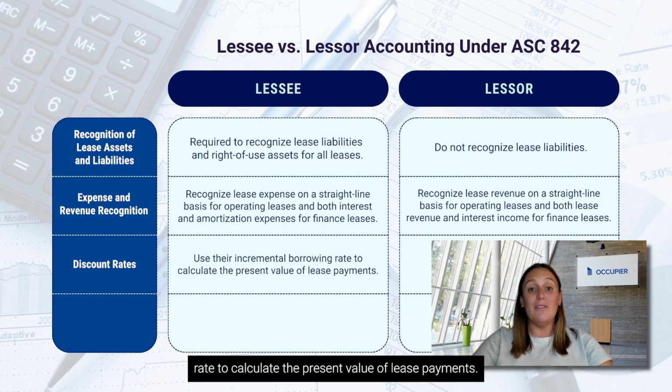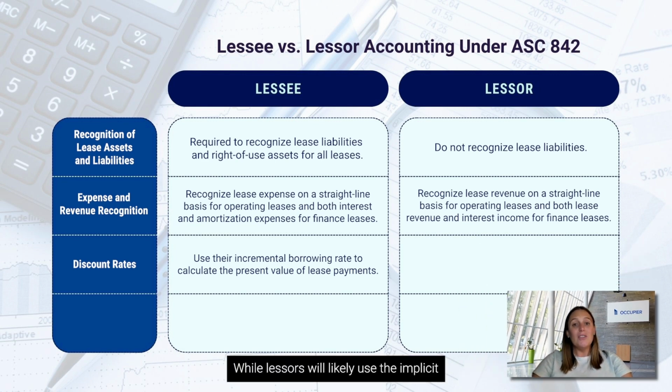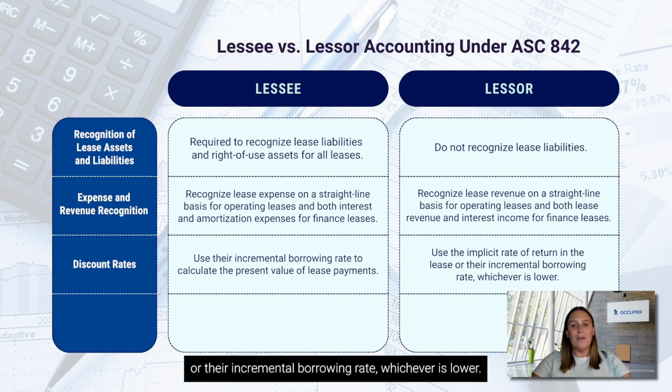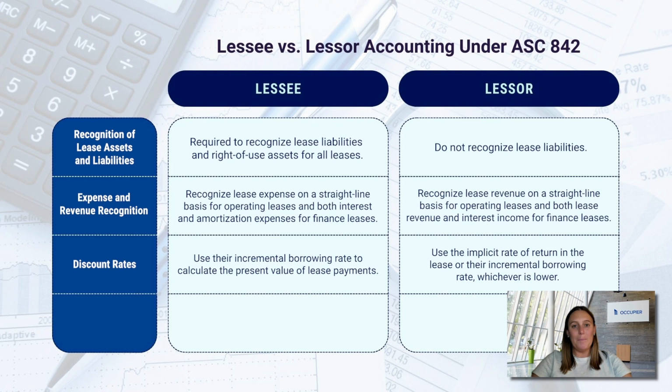The next area is discount rates. Lessees can use the incremental borrowing rate to calculate the present value of lease payments, while lessors will likely use the implicit rate of return of the asset or their incremental borrowing rate, whichever is lower.